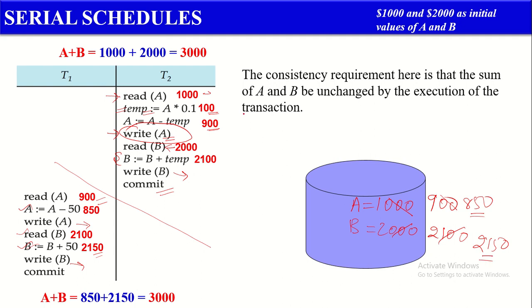It is the duty of the DBMS to ensure that schedules maintain the consistency property, right? According to this schedule, the consistency requirement is that the sum of A and B remains the same after the execution of the transaction. At the beginning, A and B values are 1000 and 2000. Its sum is 3000, and at the end, what are the latest values of A and B? 850 and 2150. Its sum is 3000. So you can notice the sum of A and B before the start of the schedule and at the end of the schedule remains the same. From this we can understand that all serial schedules are always consistent. It never leaves the database in an inconsistent state.